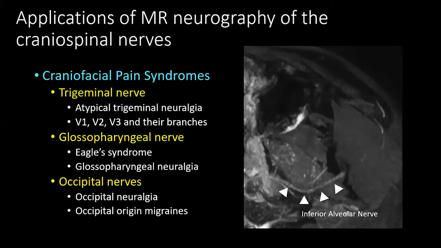The biggest of these is obviously going to be trigeminal neuralgia. It dwarfs any other pain syndrome in terms of the population that has it. But also there can be glossopharyngeal nerve syndromes, glossopharyngeal neuralgia, and of course, occipital neuralgia is a big problem in the headache population as well.